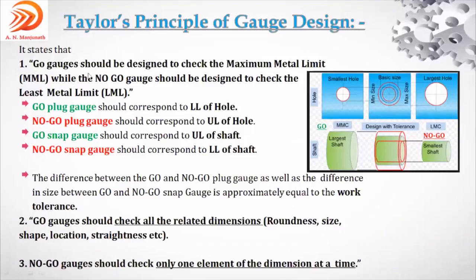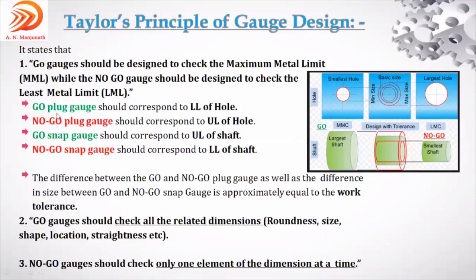This statement I will take up again later, while designing the limit gauges. As of now, go gauge should check all the related dimensions. No go gauge should check only one element of the dimension at a time. This is the description of this image, which I keep on telling from the previous class.